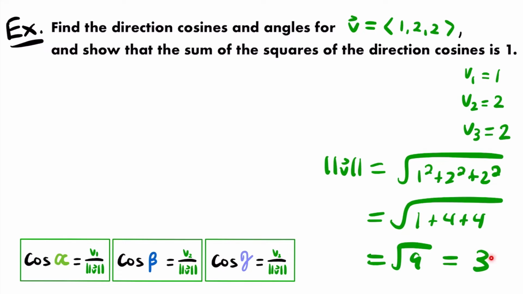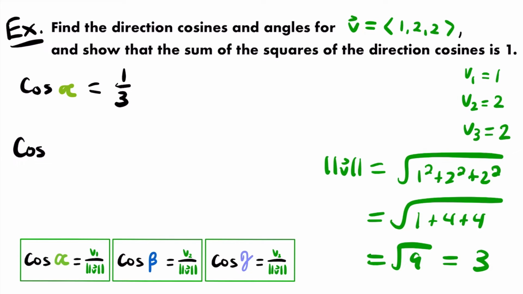We can use that value when we calculate each of our direction cosines. In fact, we are now ready to do that because we have everything we need: v1, v2, v3, and the magnitude of vector v, which is 3. So let's start with cosine of alpha. Cosine of alpha is equal to v1 divided by the magnitude of v, so we have 1 divided by 3, or 1/3.